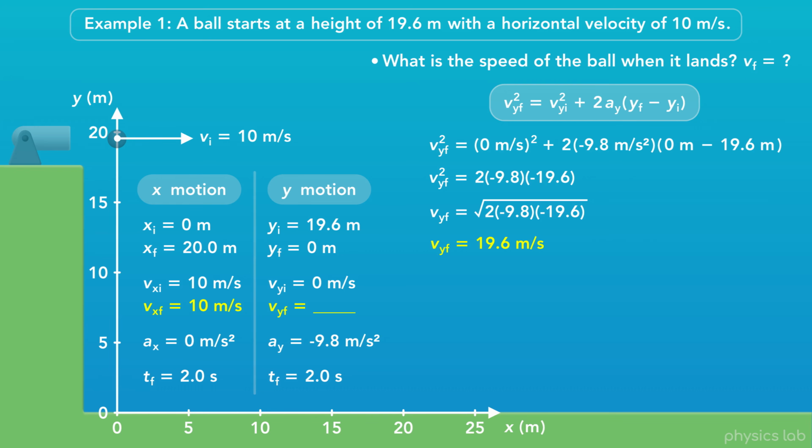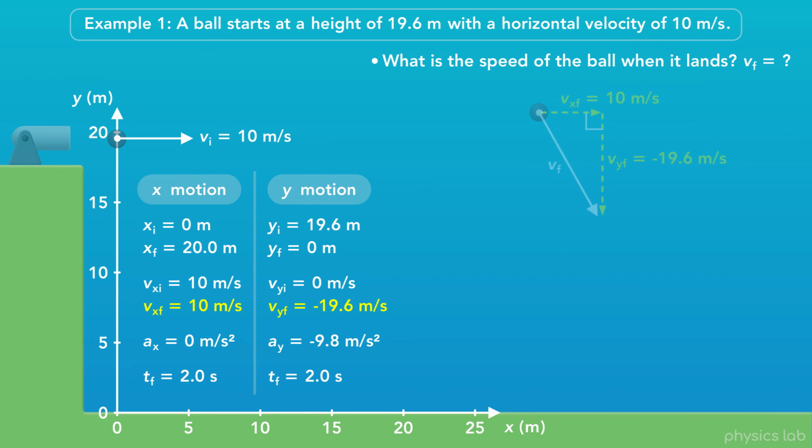Notice that this equation only deals with positive values for the velocities because they're squared in the equation. So it's really giving us the final y speed, or the absolute value of the final y velocity. The y velocity points in the negative direction, so the final y velocity would be negative 19.6 meters per second. So now we know the x and y velocity components when the ball hits the ground.